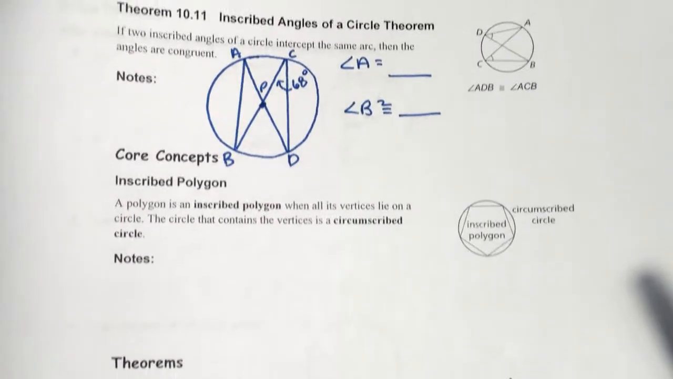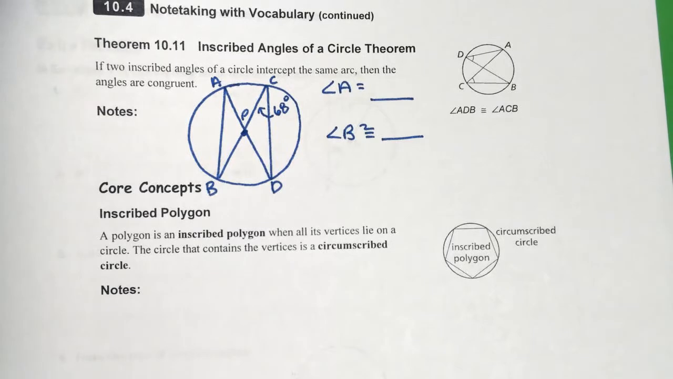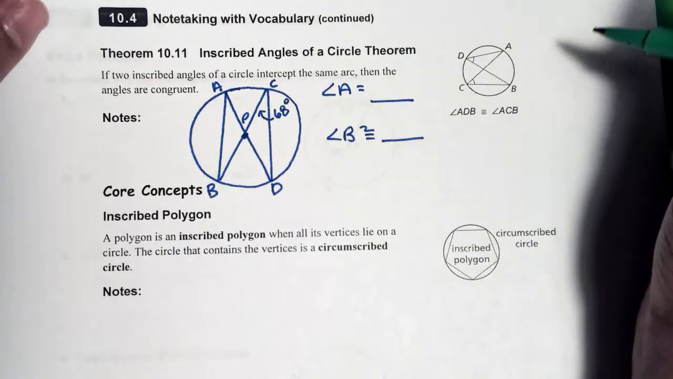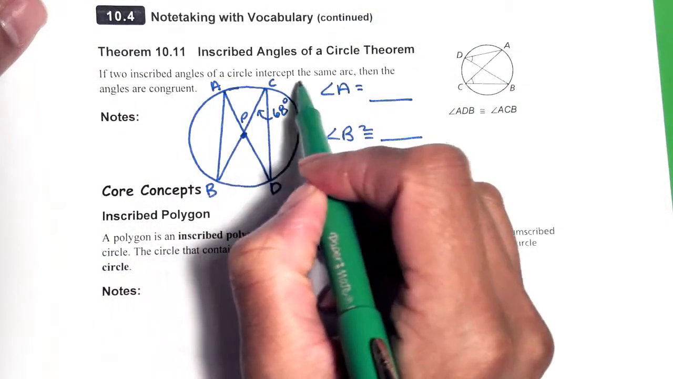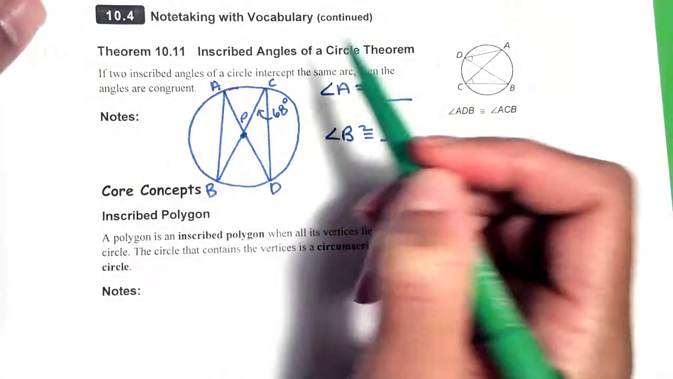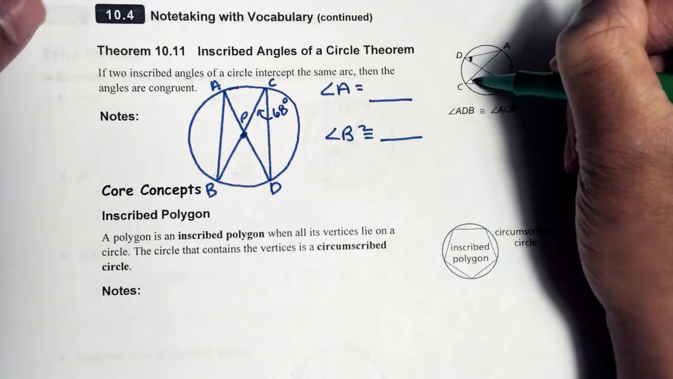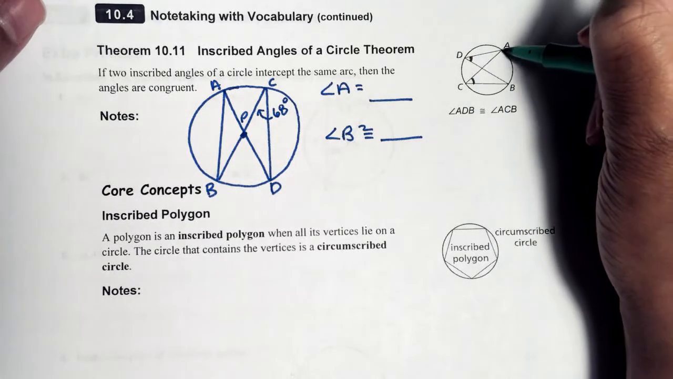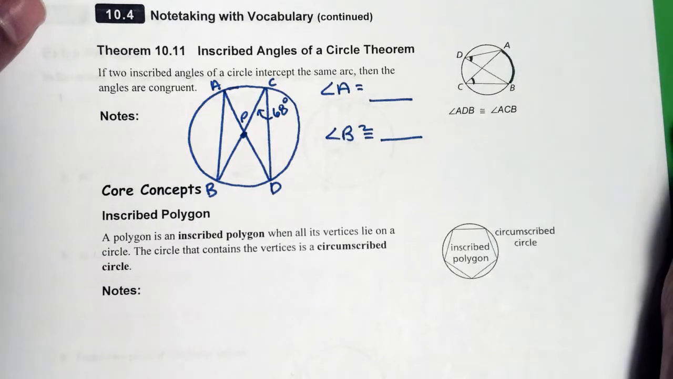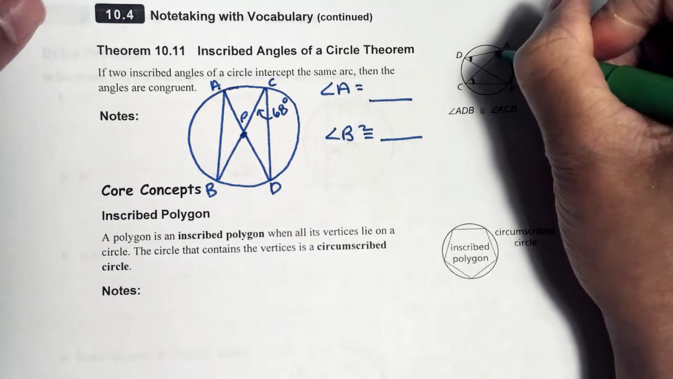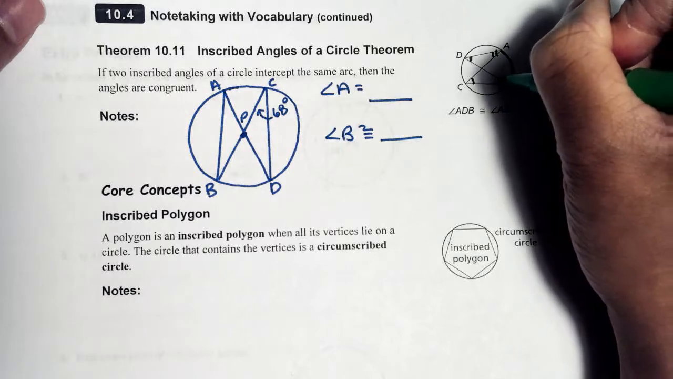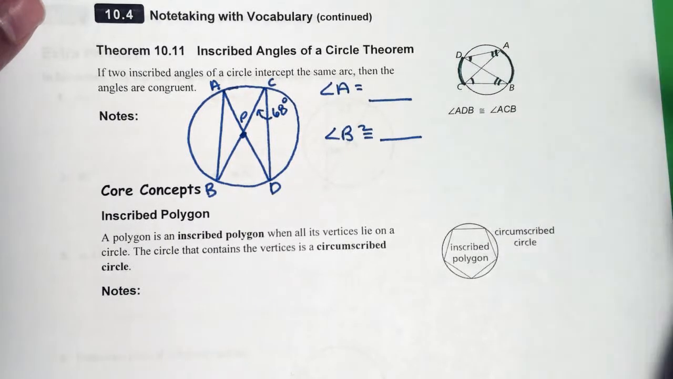So our next theorem is the inscribed angles of a circle theorem. This is kind of telling you about matching angles. If two inscribed angles of a circle intercept the same arc, then the angles are congruent. So this is saying that these two are the same because they have the same intercepted arc. That would mean that angle A is congruent to angle B because they have the same intercepted arc.